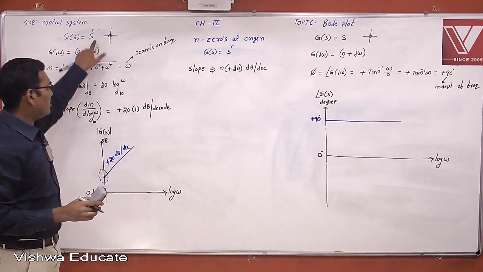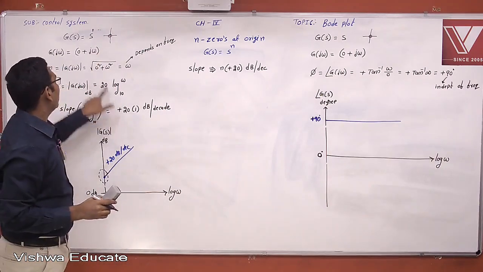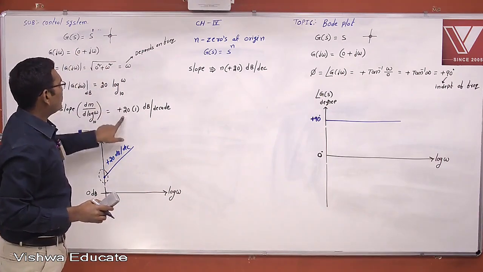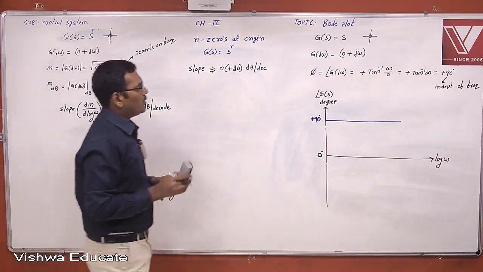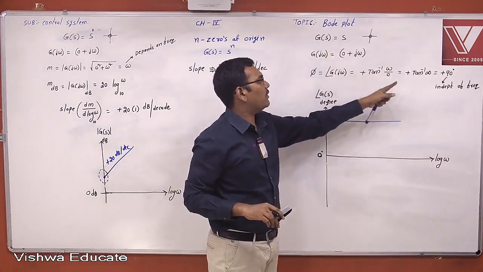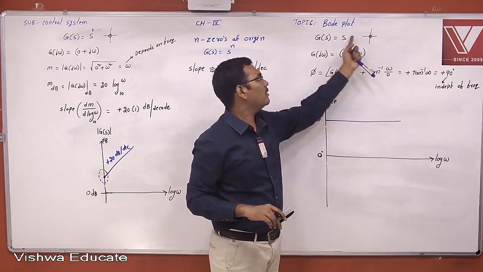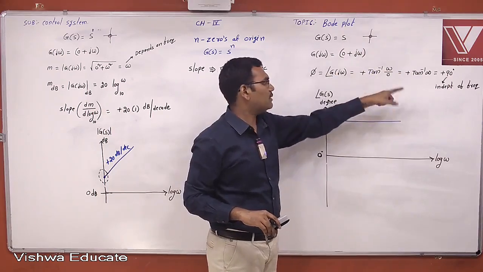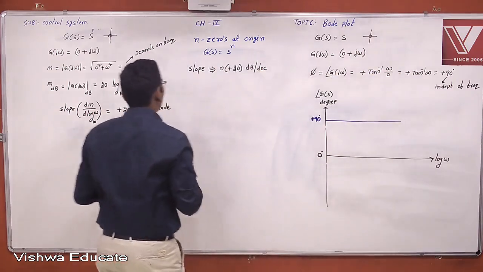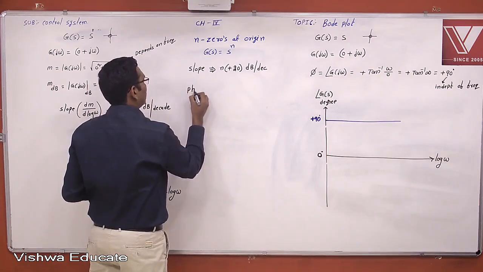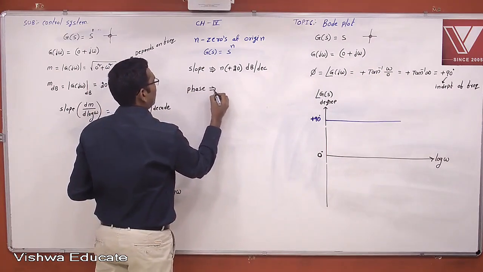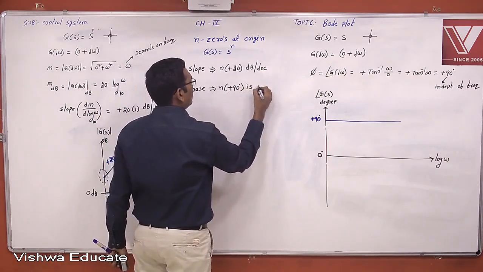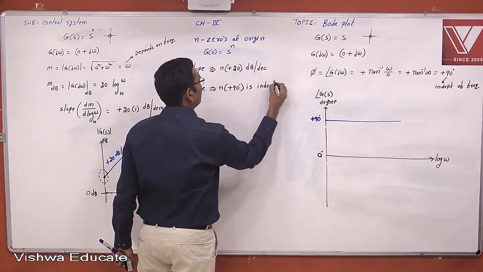1 zero at origin, slope is 1 into 20 dB per decade. 2 zeros at origin, 2 into plus 20 dB per decade. 3 zeros at origin, 3 into plus 20 dB per decade. Similarly the phase: 1 zero at origin, phase is 1 into 90 degrees; 2 zeros, 2 into plus 90 degrees; 3 zeros, 3 into plus 90 degrees. Therefore the phase is n into plus 90 degrees, independent of frequency.